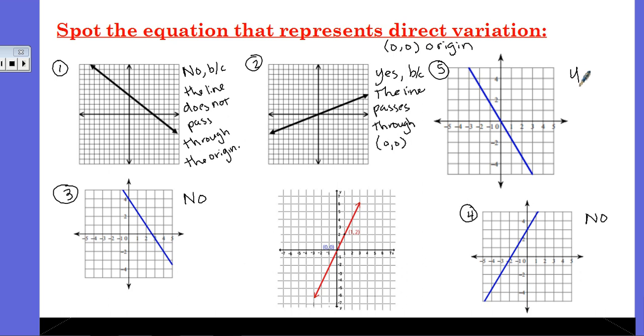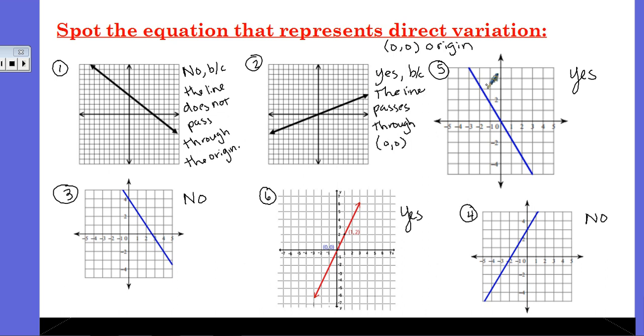Okay, you should have written that yes, it is direct variation because it passes through the origin. Last graph you see is this guy right here. Okay, so you should have seen that this one was yes also. The graph does pass through the origin.